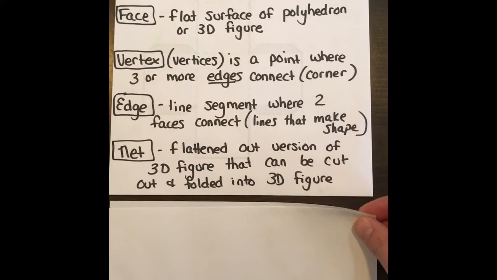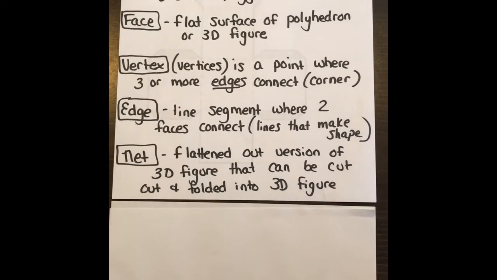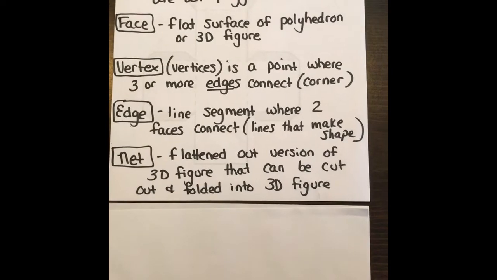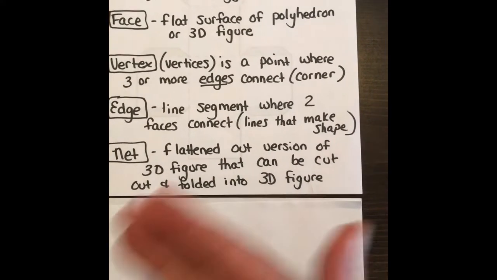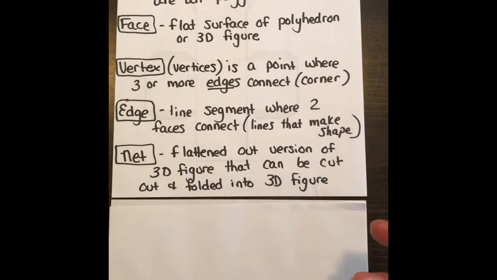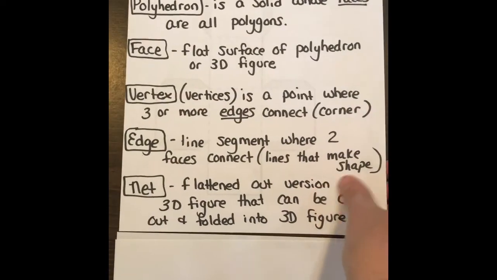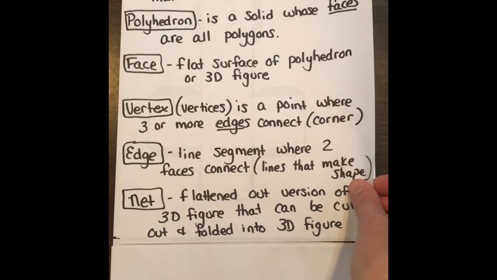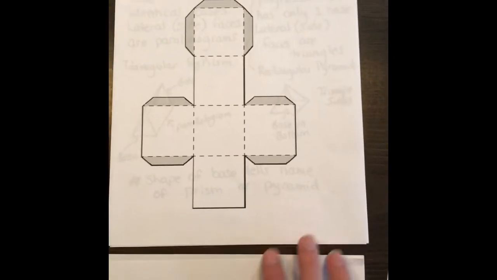And then you need to know what a net is. A net is a flattened out version of a 3D figure that can be cut out and folded into the three-dimensional figure. If we were in class, I would have given each of you a net of a 3D figure that you could cut out and make your own three-dimensional figure out of. But since we're not in the classroom, I will show you. This is a net of a cube.